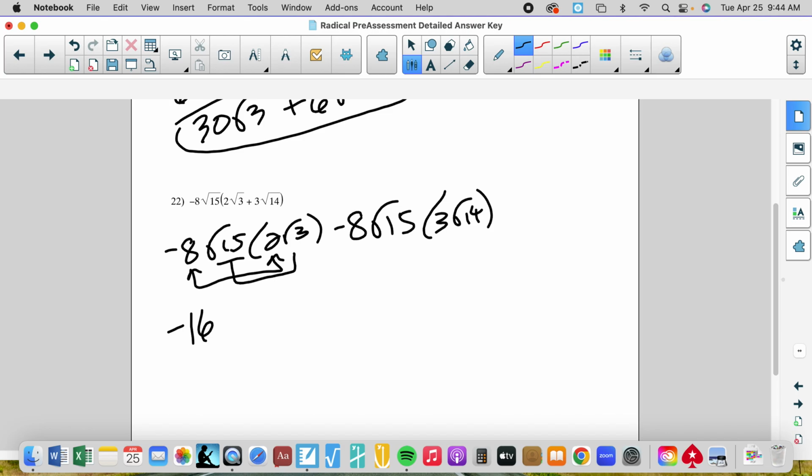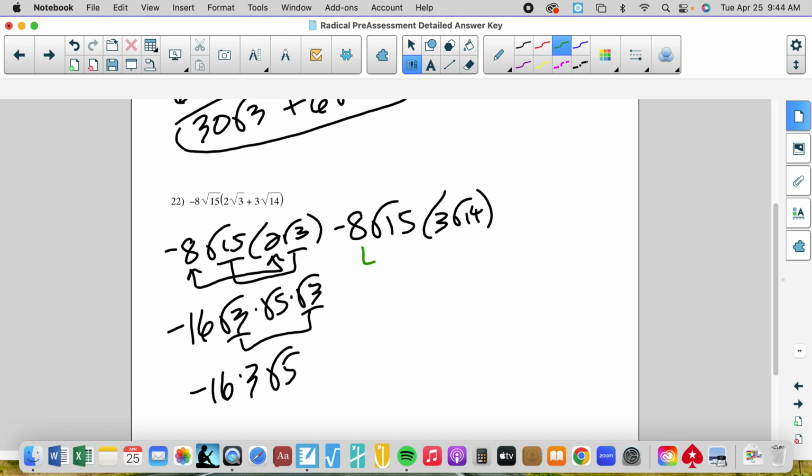Now we're multiplying these radicals. I'm going to see if there's a match. There is. I'm going to break 15 into rad 3, rad 5, and these match up. -16 times 3 rad 5. Now I'm going to multiply these two numbers. -8 and +3 gives me -24. And I have rad 15, rad 14.